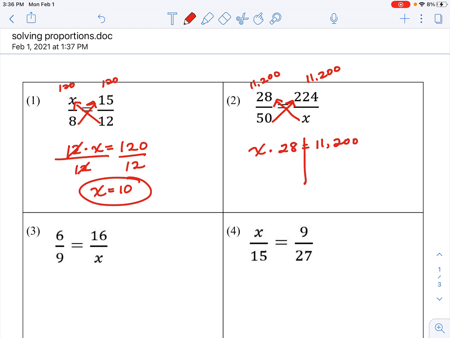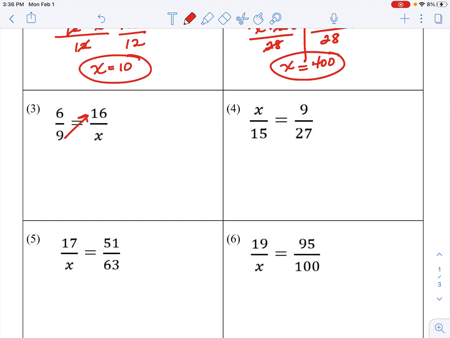I want to get x by itself, so instead of multiplying by 28, I'm going to divide by 28. Whatever I do to one side, I have to do the other. These cancel out. There's my x. 11,200 divided by 28 is 400. So my missing number would be 400.